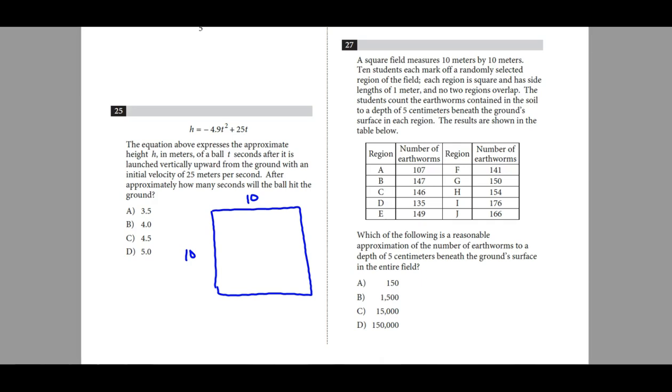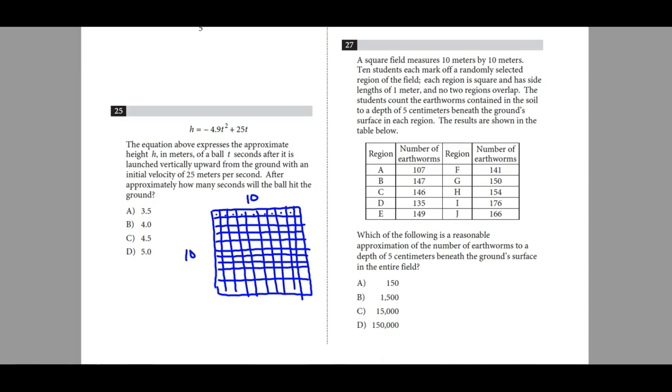So it looks like we're basically breaking this thing up, and I don't know if I'm going to draw all of these, but let me see, 1, 2, 3, 4, 5, 6, 7, 8, 9, 10. And then if we split it up this way, it's 1, 2, 3, 4, 5, 1, 2, 3, 4, 5. So we have 100 grids basically on this field, 100 little plots.